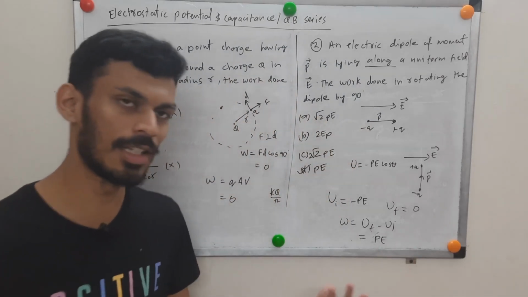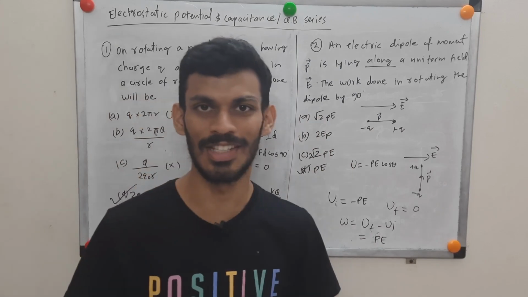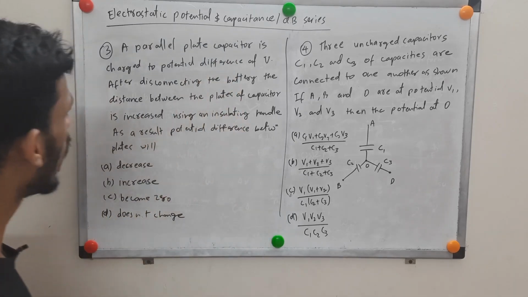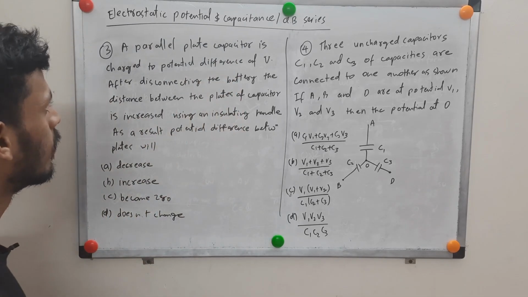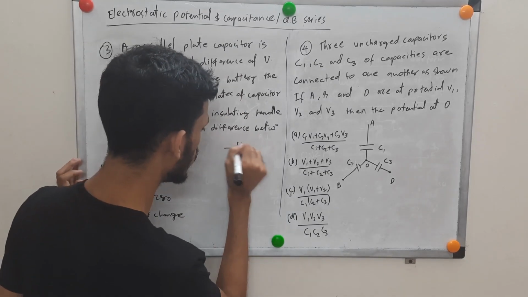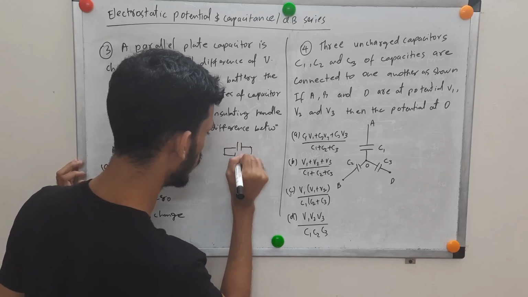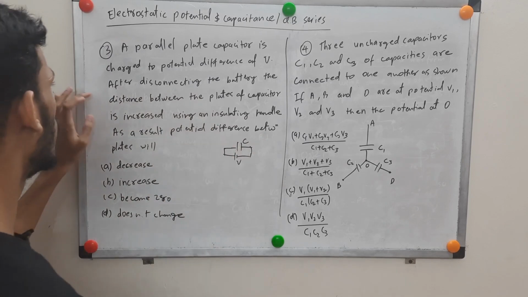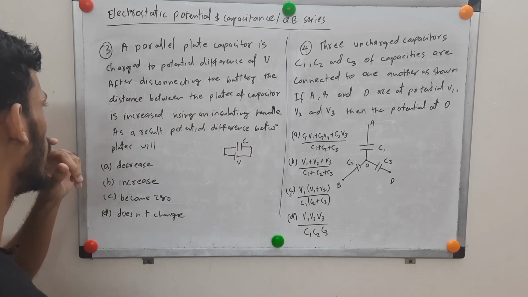Okay, so that's about these two questions. Over to the next one. Coming to question 3 and 4. In question 3, we have a parallel plate capacitor which is charged to a potential of V. So C is charged to a potential V by means of a battery. Okay, this is a small diagram. So this is how it is done. So the distance between the plates is increased.